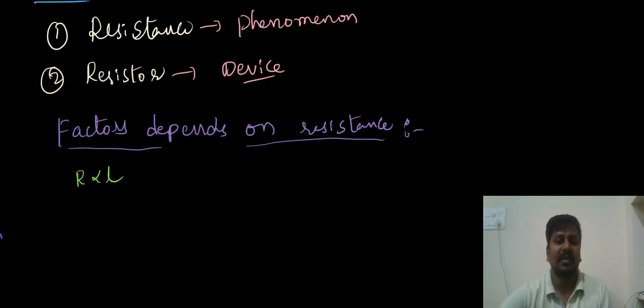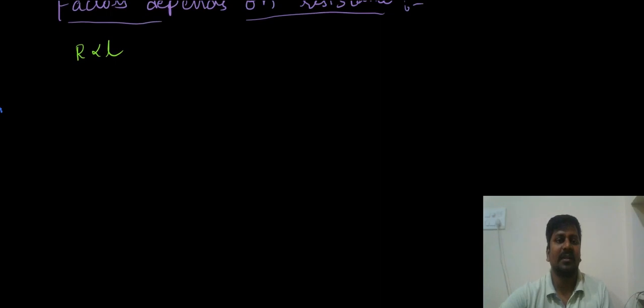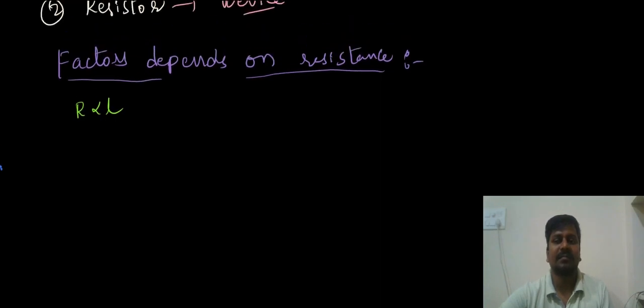Length of the conductor. If the length is more, then automatically resistance will be more. If the length is less, resistance will be less. So it depends on the length of the conductor. R is directly proportional to the length of the conductor.